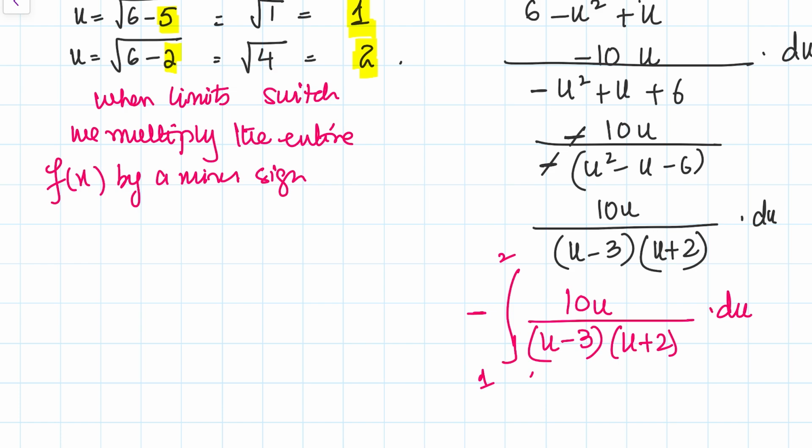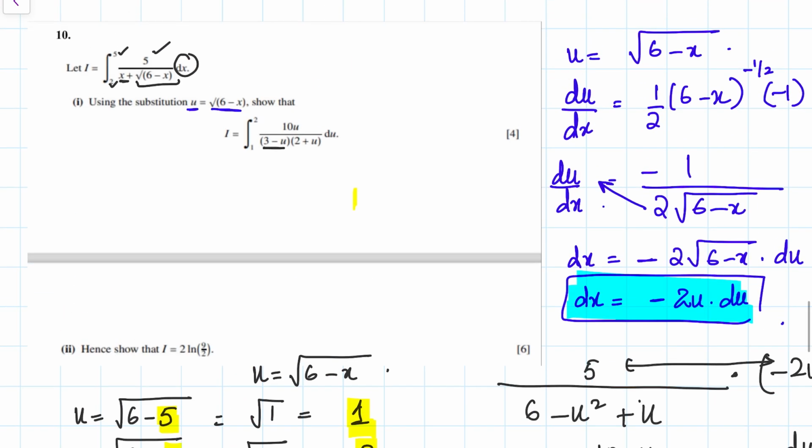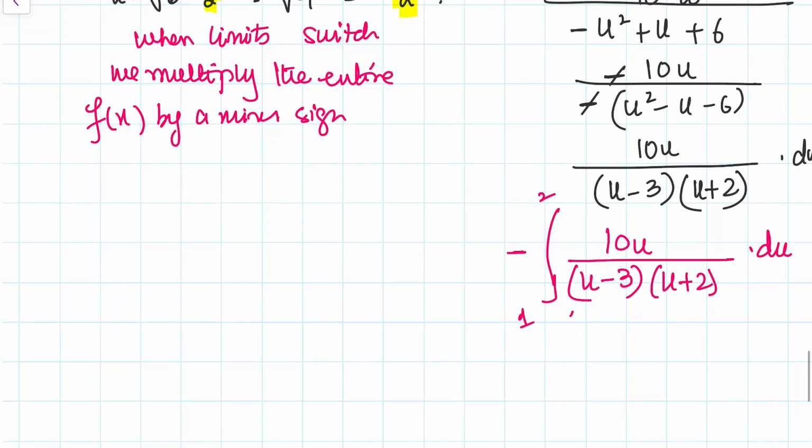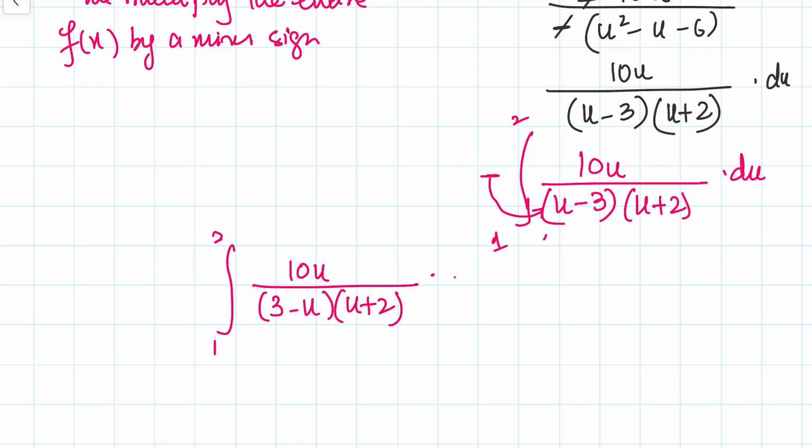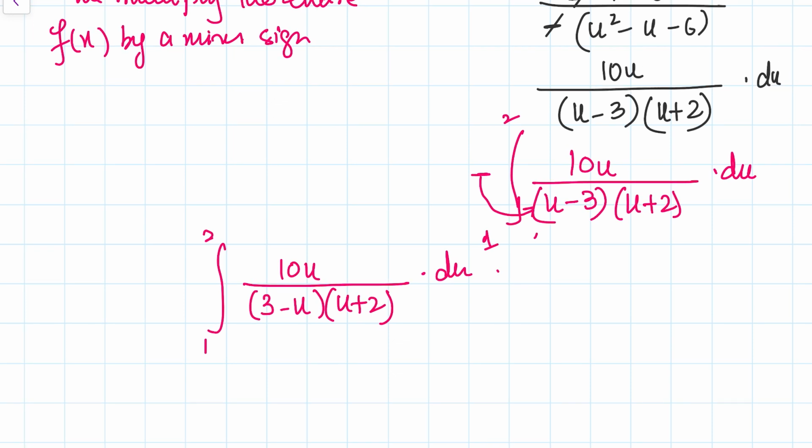Now, the problem is, where do I take this minus sign? You can clearly see it's a 3 minus u, meaning they are multiplying this minus sign with this bracket. So it becomes 2, 1, 10u divided by 3 minus u, u plus 2, du. In multiplication, we just multiply with one of the brackets or just the numerator. So I multiplied with the denominator bracket to prove the equation that they wanted us to prove.